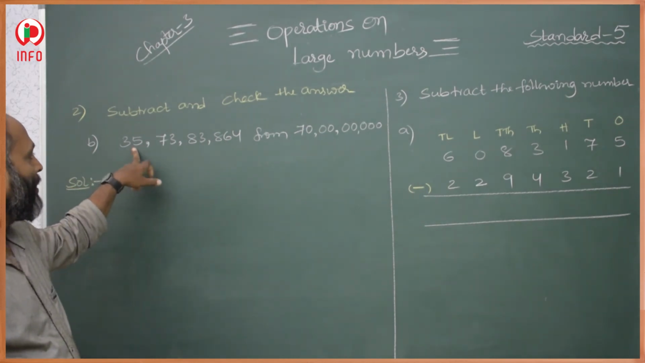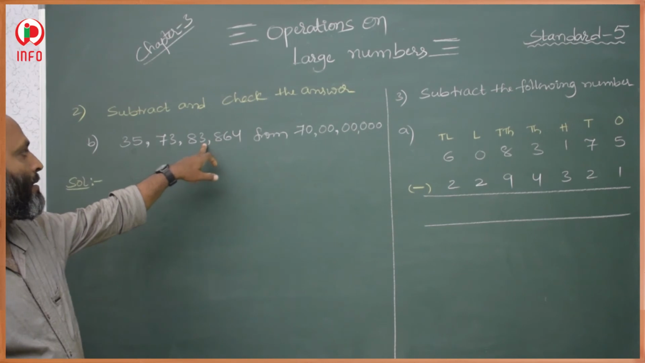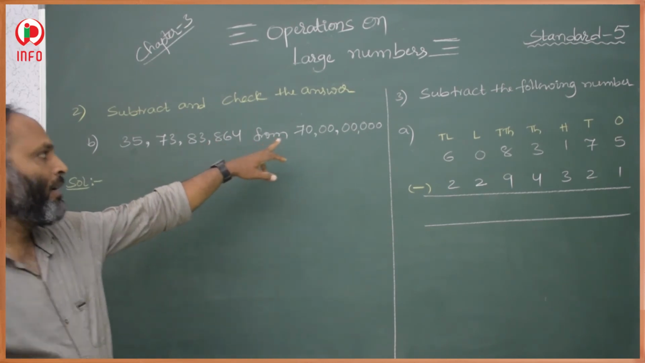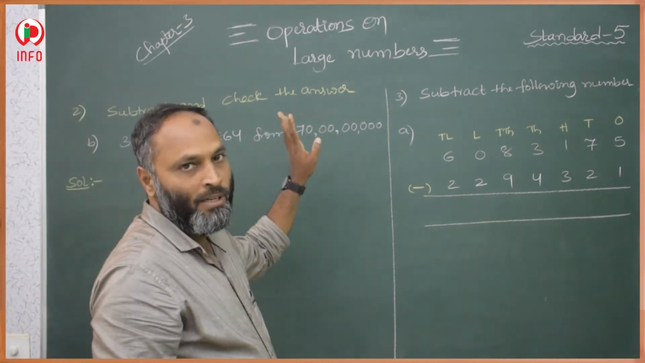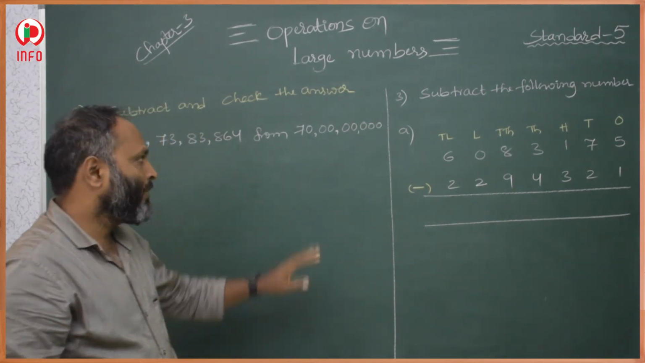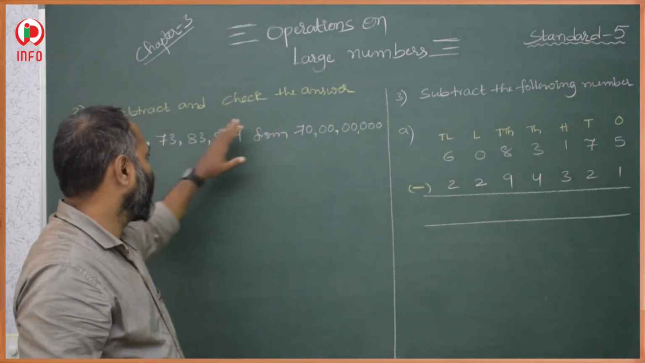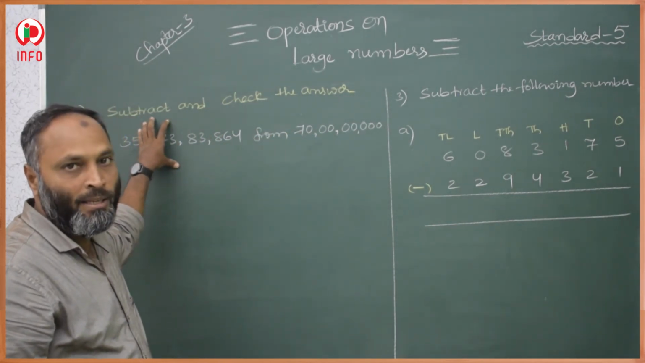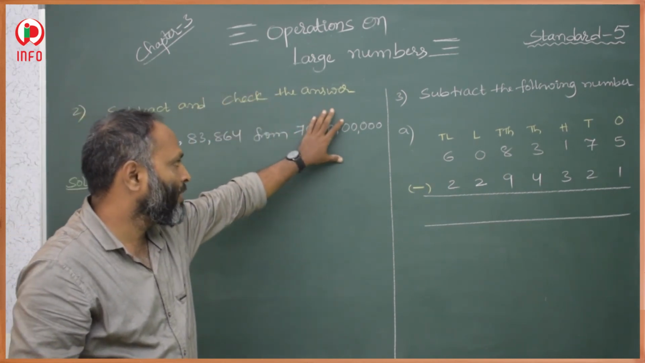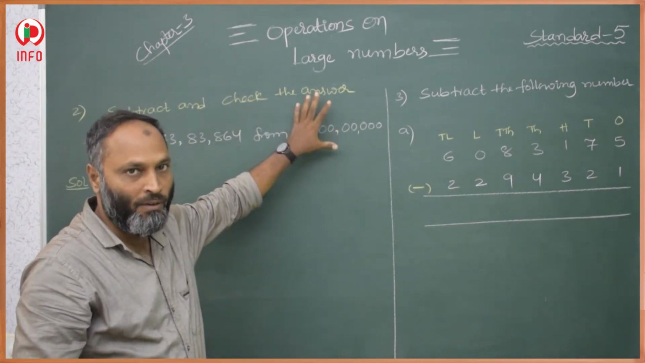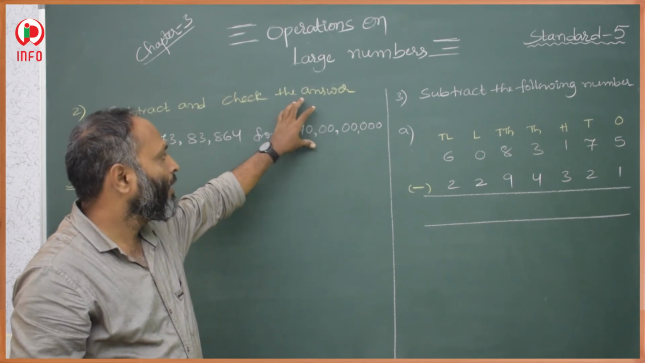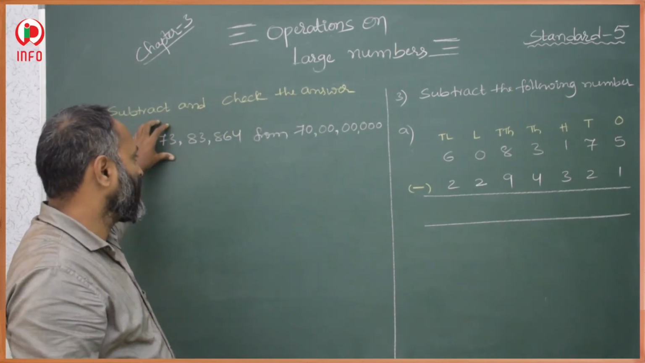35 crore 73 lakhs 83,864. Here 70 crores is given. From this 70 crores we have to subtract this one. From means first we have to take this. This is our minuend. This is our subtrahend.